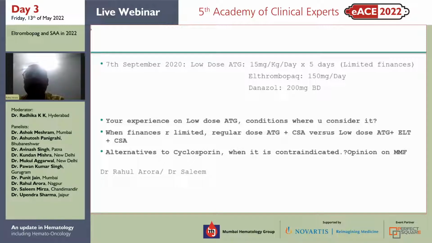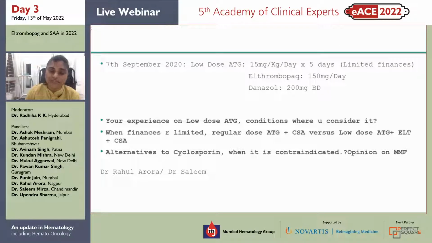Yes, Dr. Radhika, we have considered low-dose ATG in elderly patients, and when the finances have been limited, and low-dose ATG do work, and it gives similar response rate to the routine dose ATG. And when cyclosporine is contraindicated, as Dr. Upendra Sharma sir has said, the opinion has been very dicey with MMF and tacrolimus as well. So the addition could be tacrolimus or MMF, but it has to be an individualized decision. And low-dose ATG does have a very good response rate. Yeah, sure, great, sir. I do consider danazol in place of cyclosporine when cyclosporine is contraindicated.